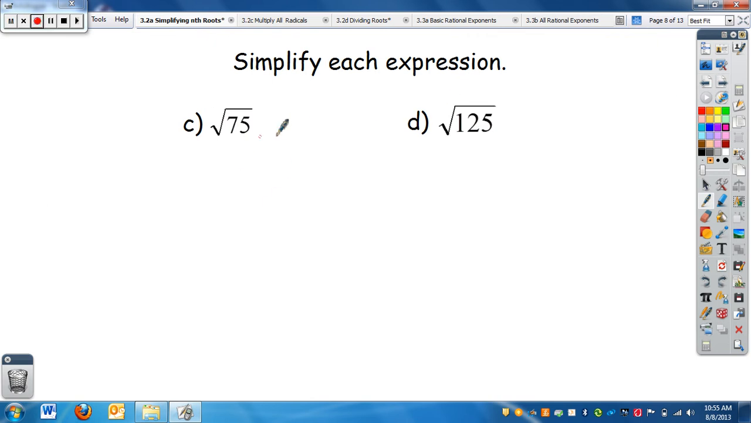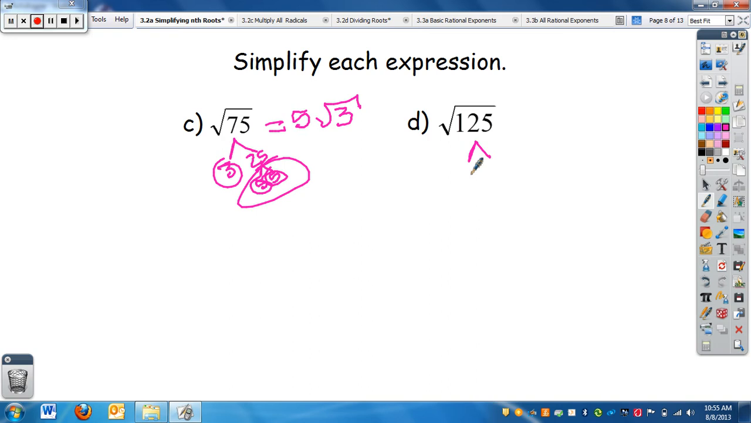So on C, I have the square root of 75. Well, 75 is 3 and 25, and that is 5 and 5. Circle my primes. I have a pair of 5s, so 5 gets to break out. 3 needs to stay in.